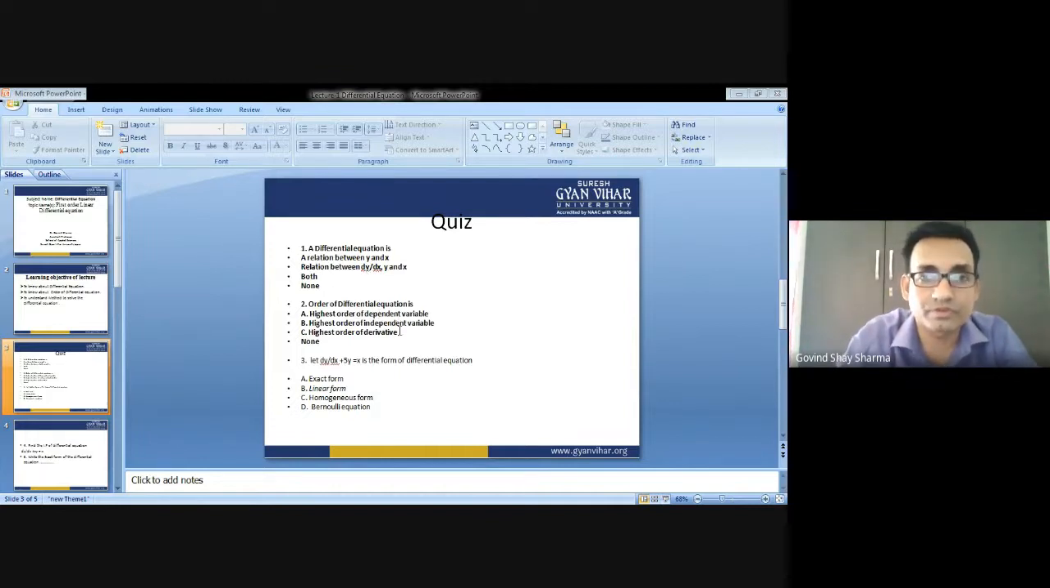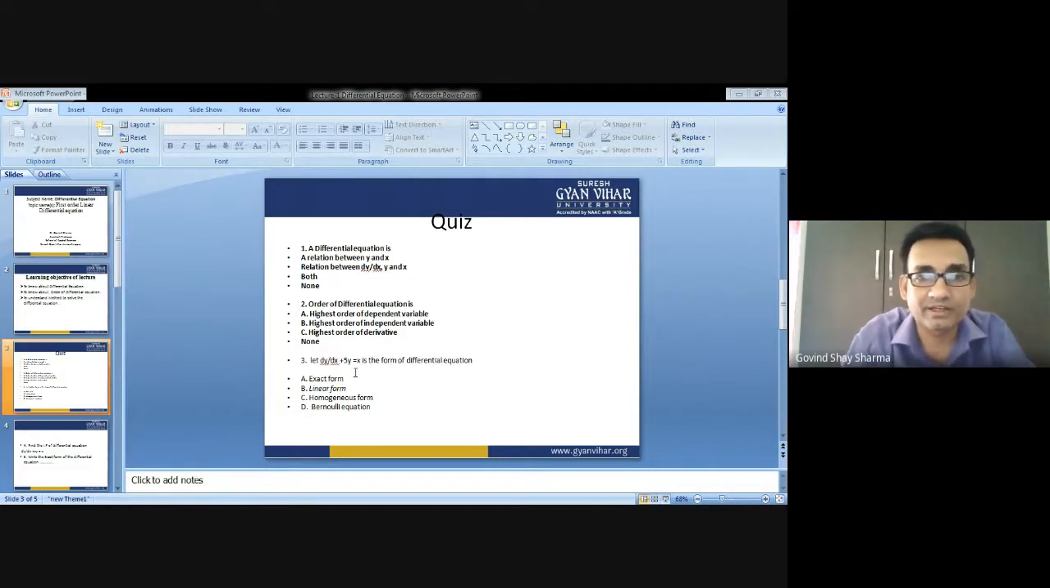Order of differential equation. What is the order of a differential equation? The options are highest order of dependent variable, highest order of independent variable, highest order of derivative, and none. So very simple. This is also the definition of the order of a differential equation. The highest order of derivative is called the order of the differential equation. So C is the right option, I think.